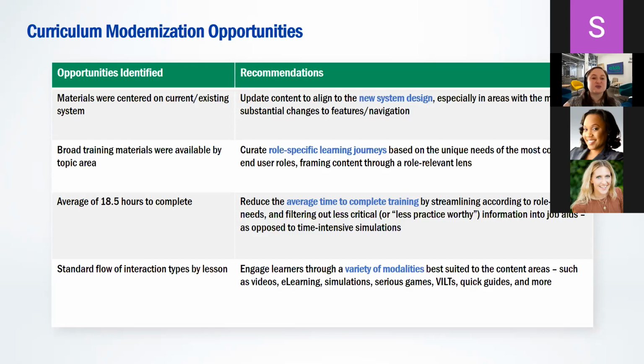Finally, we saw that there was generally a pretty standard flow of interaction types by lesson in the existing training. And so again, the place that we want to add on here, while variety is good, and the standards are also good, we have both sides of the coin there. I think ultimately we want to be engaging learners through that variety of modalities as they're best suited to the content areas. So we've given some examples there: videos, e-learning, simulations, guided practice, games, VLTs, quick guides, the list goes on. The sky's the limit.